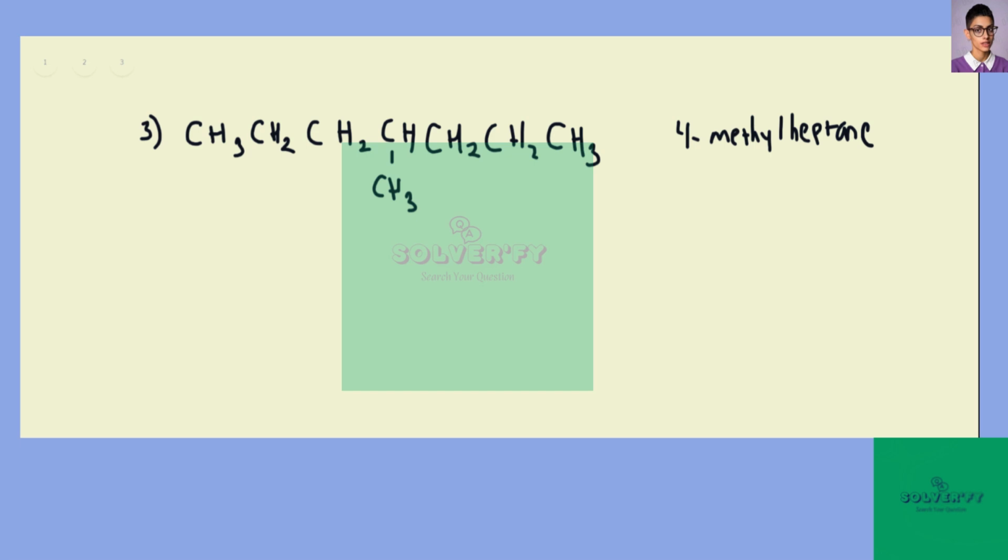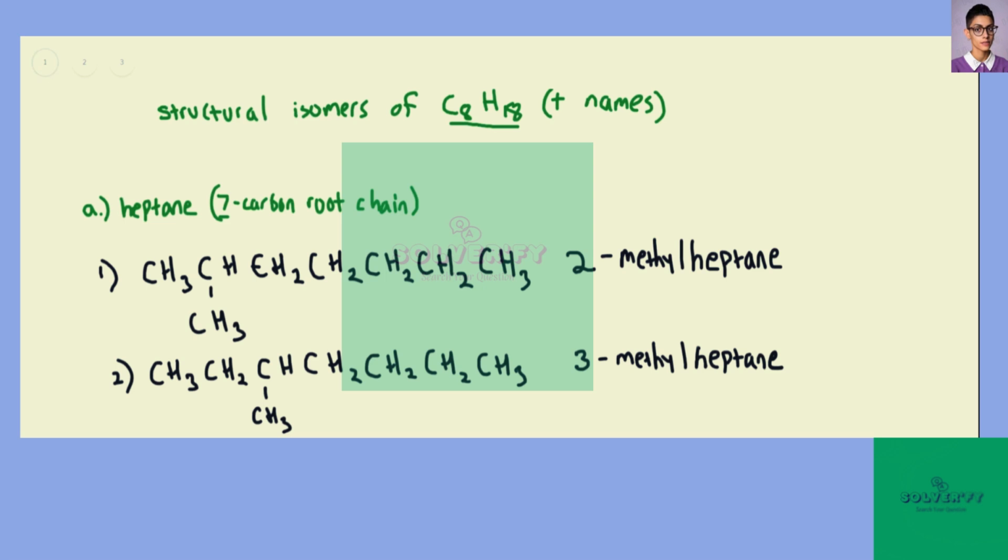Now, I'm not going to do a 5th or a 6th because each of those would just essentially look and act exactly the same as 2-methylheptane or 3-methylheptane. So if you took the isomers I already drew and you basically turned them upside down, you would get 5- or 6-methylheptane. So there's only 3 isomers if the root chain is a heptane.